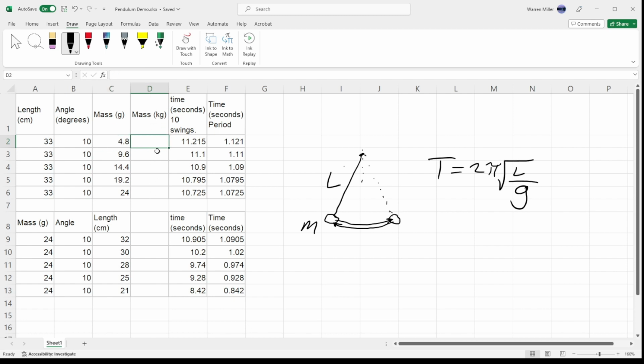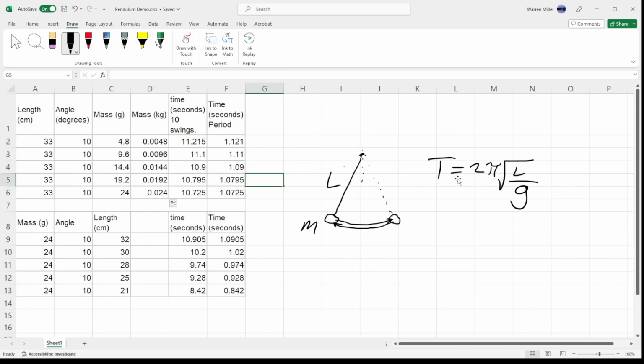Now you could take out a calculator and do that, but in this case I'm just going to put an equal sign to tell the spreadsheet I'm going to do math, and I'm going to click on the box that I want to divide by 1,000. Then I type a slash to show divide. I type in 1,000, and there you go. That's how many kilograms of mass, right?